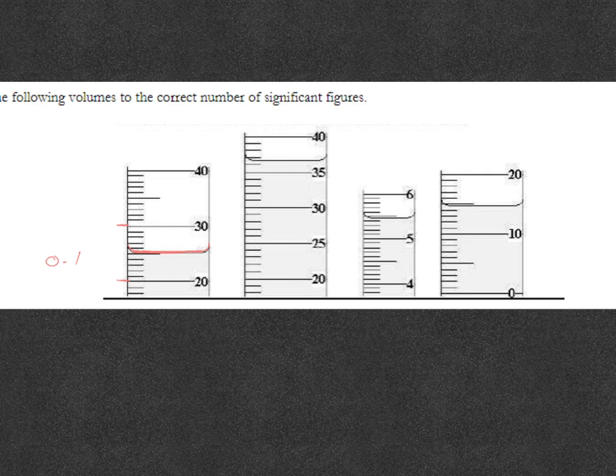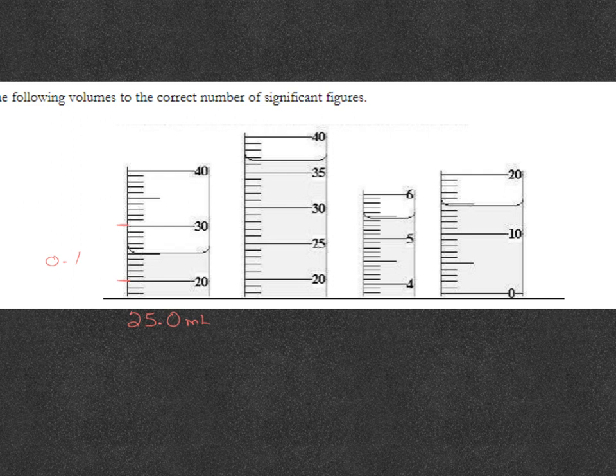Now, if you believe that this is exactly on the line, which is what I think I said it was, you're going to put 25.0 milliliters. If you think it's a little bit above the line, then you can put 25.1 milliliters. But remember, that last number is an estimate, so therefore there's going to be variation in it. The point is you have to have one place past the decimal.